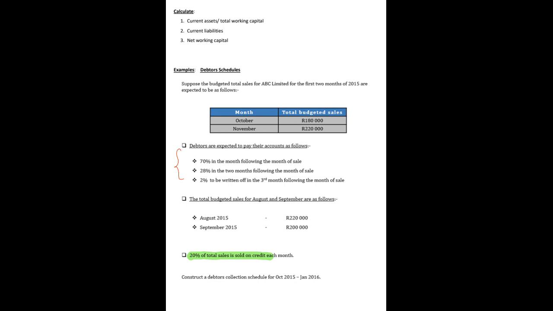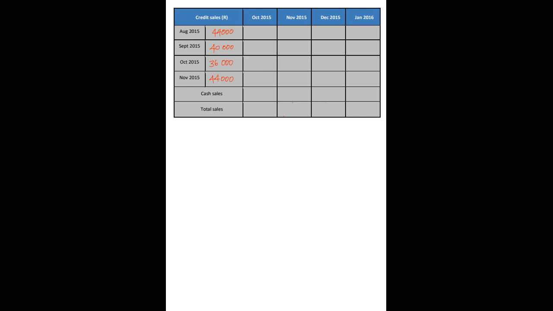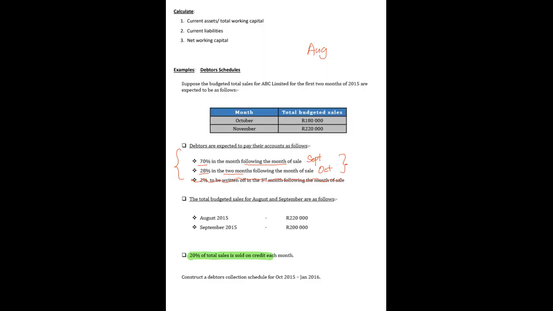So if the sale took place in August, 70% is received in the following month. That would be September. 28% is 2 months after the sale took place, which would be October. This 2% is written off, so we don't need to worry about that. And then from September and October, the only one that's in our headings at the top is October. So September was not included in this schedule. So you don't need to worry about the 70%. All you need to worry about is now this 28% received in October.